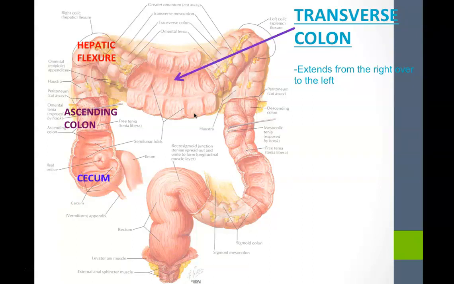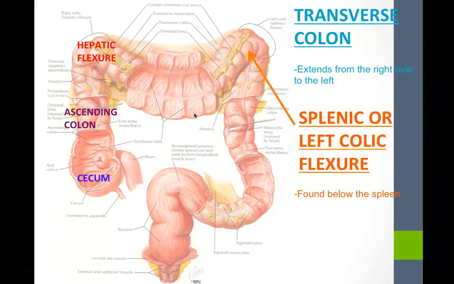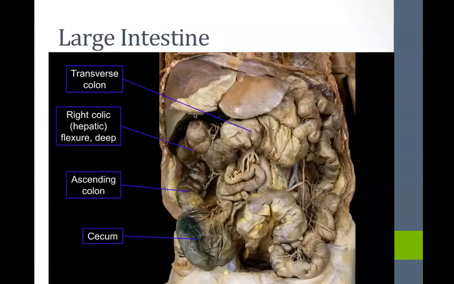This is a retroperitoneal structure, so you'll find it pretty posteriorly. And so the transverse colon will travel over to the left and bend again. So we are going to call this the splenic or the left colic flexure. Splenic because we find it inferior to the spleen. So this is a cadaveric image of those portions of the colon.